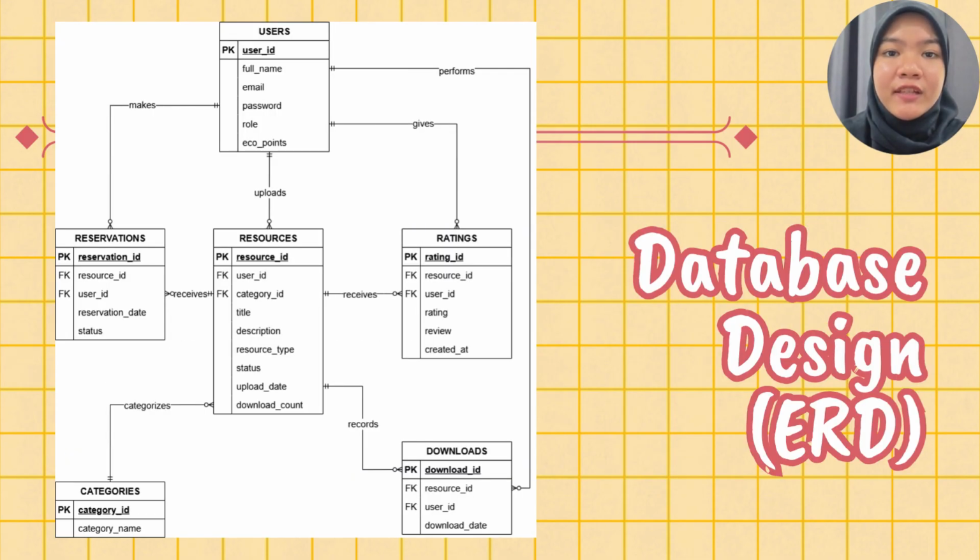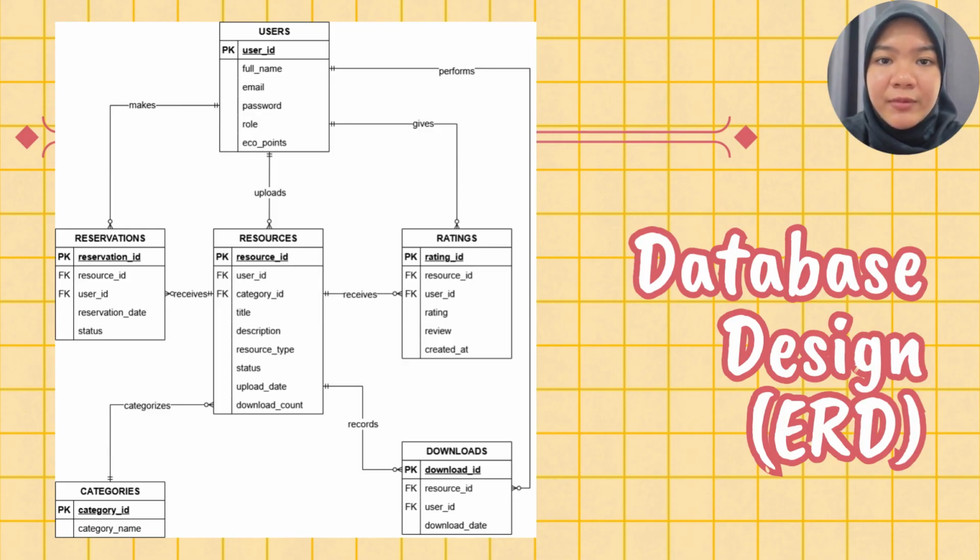The database consists of six main entities, which are users, resources, categories, reservations, ratings, and downloads. The users entity stores user information, while resources store details of digital and physical resources uploaded by users. Categories are used to classify resources into different types such as books, notes, and calculators. Reservations manage the borrowing process for physical resources. Ratings store user feedback, and downloads record digital resource download activities.